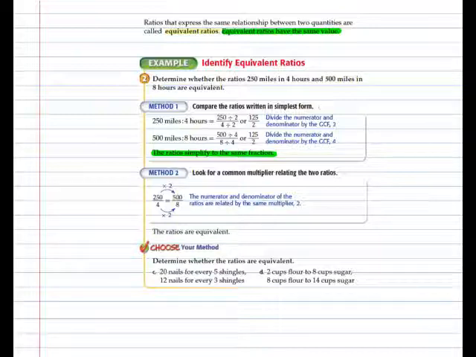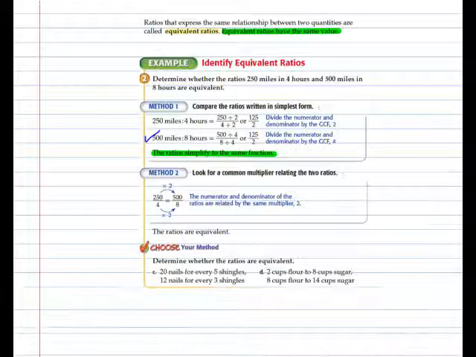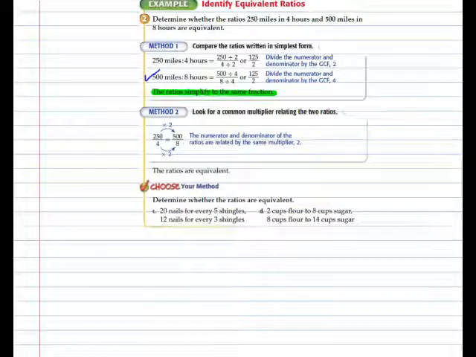What I could also do is write the ratio 250 to 4 and 500 to 8, and then notice that by doubling the 250, or multiplying by 2, if I do the same thing to the bottom number, the denominator, if you will, I do get an equivalent ratio of 500 to 8, which is what I have up here in my example. Again, proving that they are equivalent ratios.